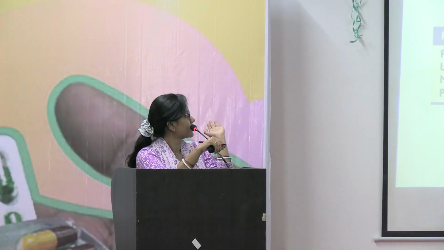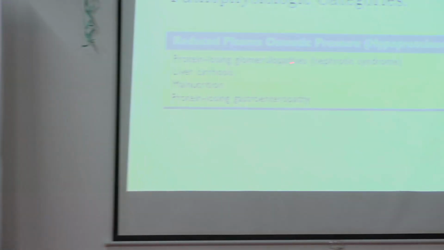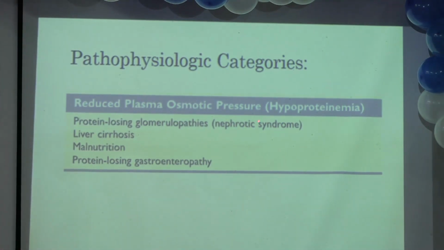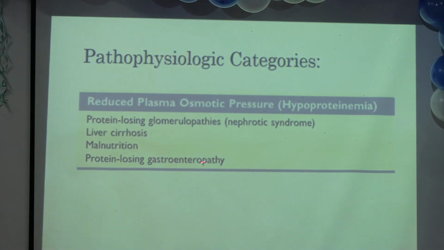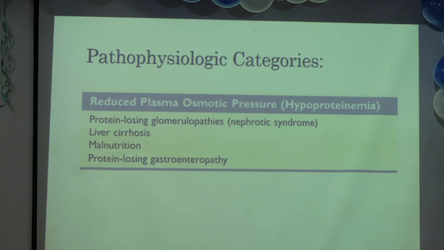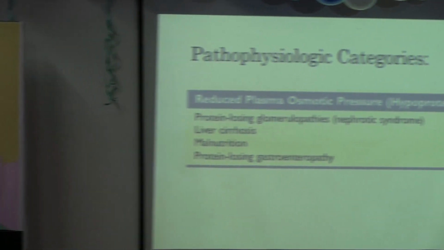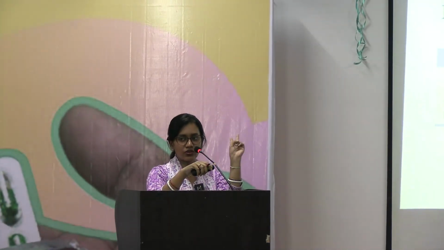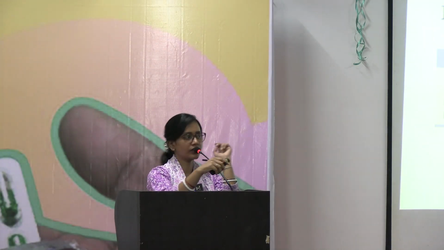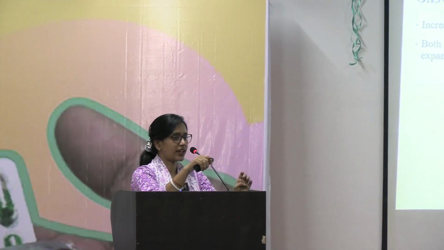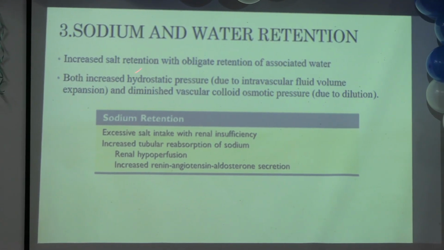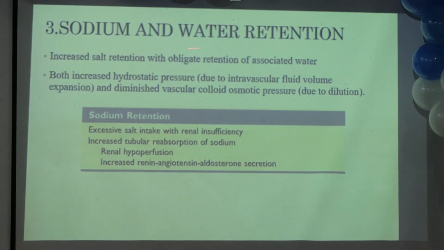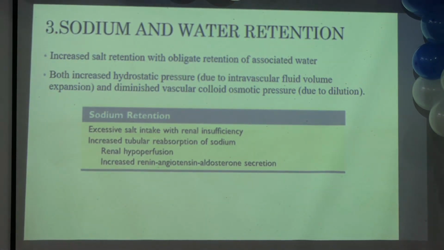So what are the causes? They can be seen in protein losing glomerulopathies like nephrotic syndrome, liver cirrhosis, malnutrition and protein losing gastroenteropathy. Okay. So we have covered the two pressures which cause edema. Next, another cause for edema is sodium and water retention. We know from the name itself that because of increased salt retention, there will be an obligated retention of water as well.